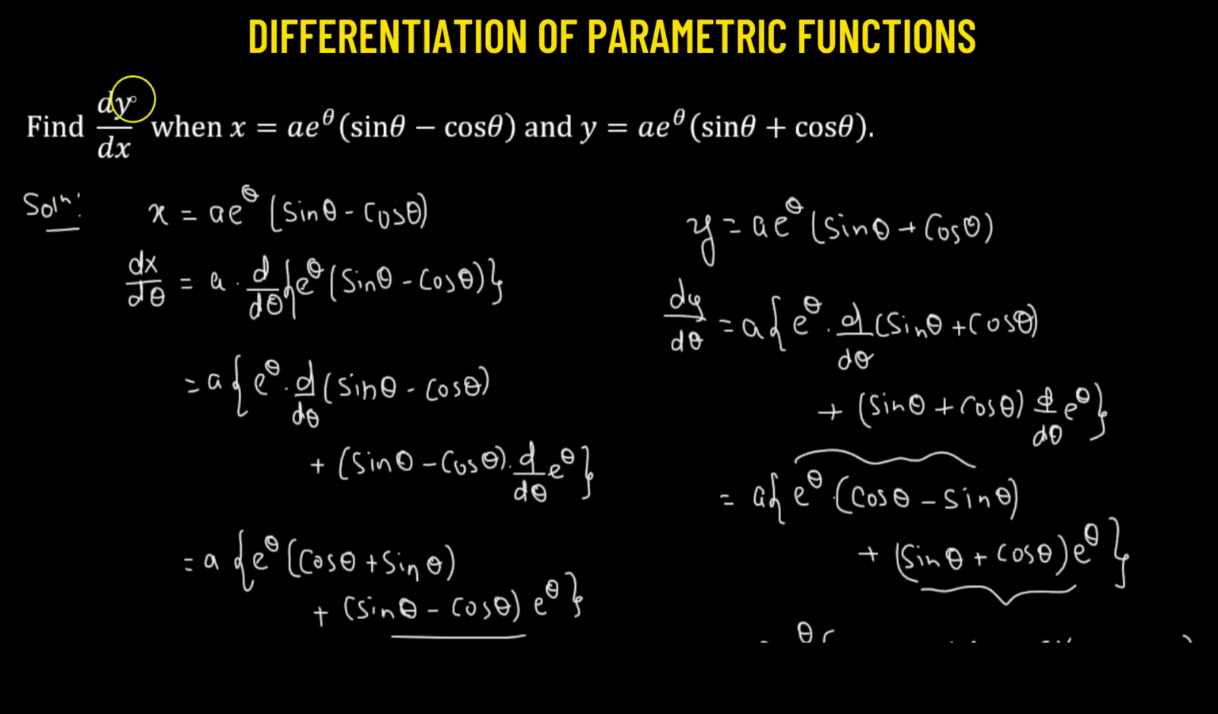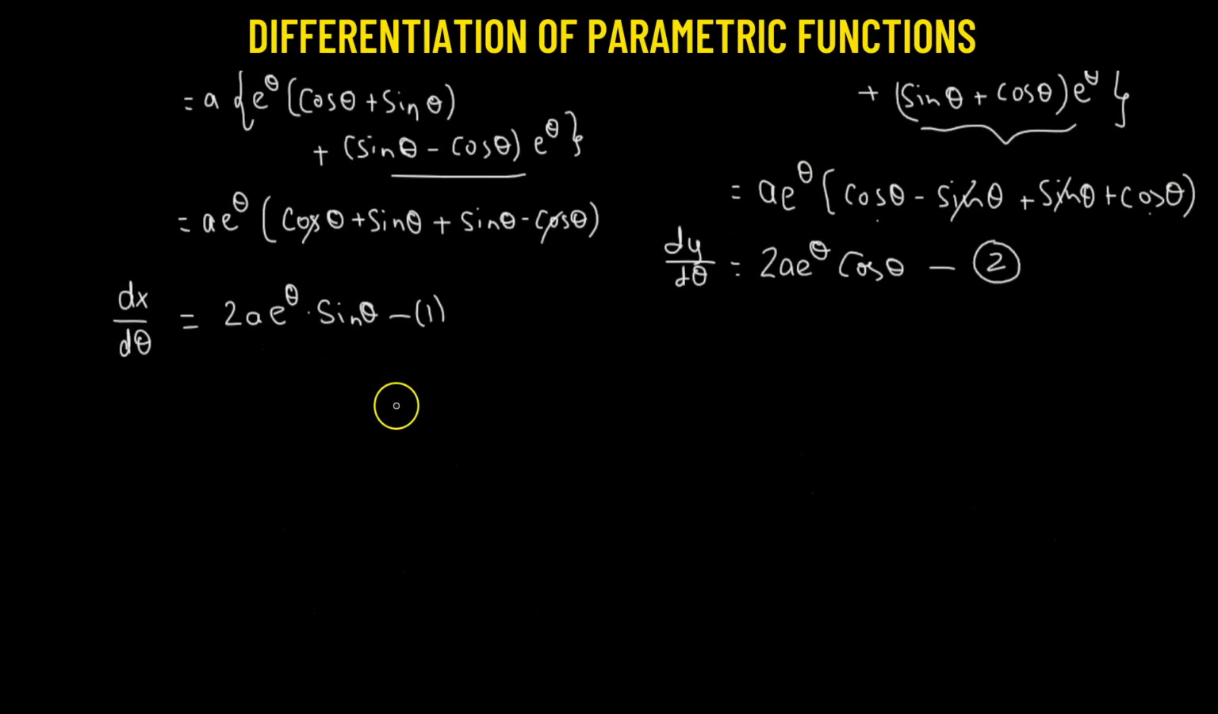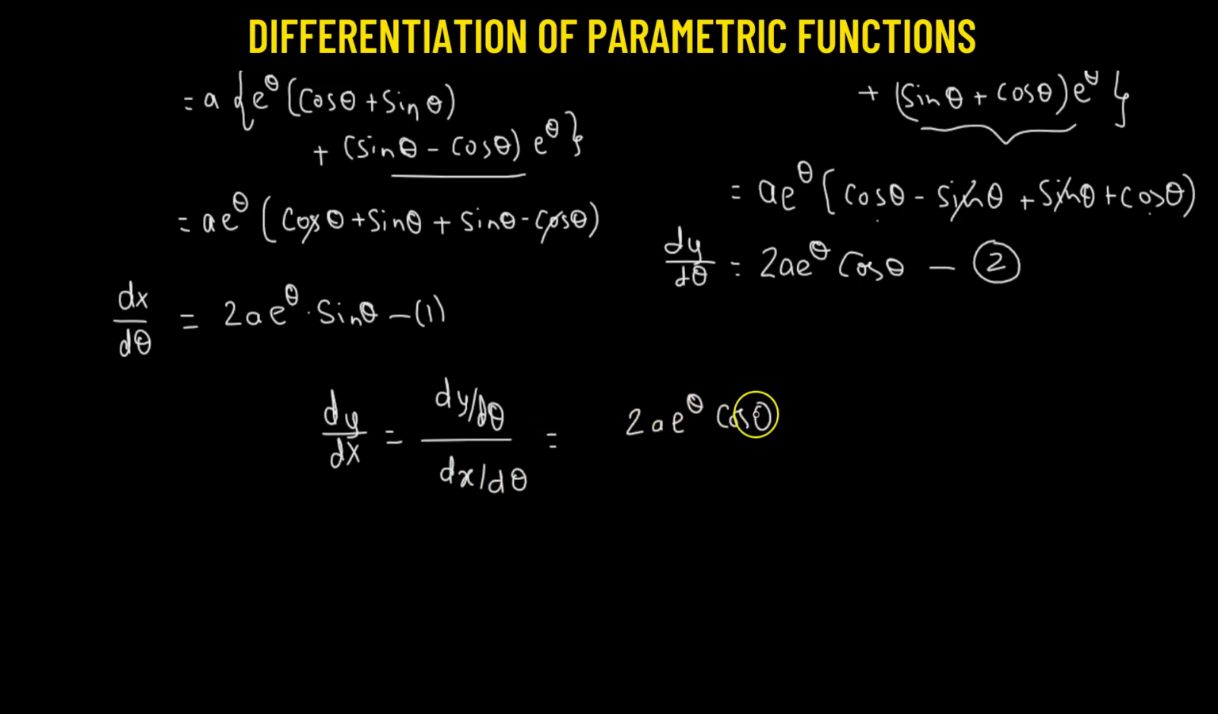So our goal is to obtain the value of the derivative of y with respect to x. In order to find the derivative of y with respect to x, all we have to do is take equation number 2 and divide it with equation number 1, meaning we'll take dy over d theta and divide it with the result obtained for dx over d theta. So this will be 2a e raised to the power of theta cosine theta divided by 2a e raised to the power of theta times sine theta.